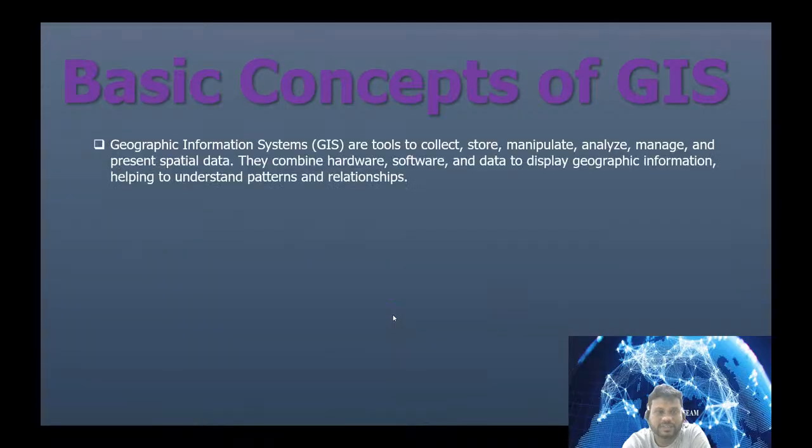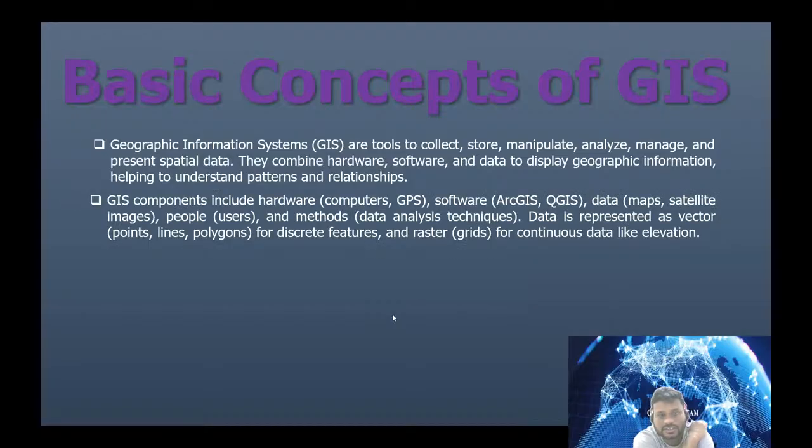So the basic concept of GIS is Geographic Information System. Its full form refers to tools to collect, store, manipulate, analyze, manage, and present spatial data. They combine hardware, software, and data to display geographic information, helping to understand patterns and relationships.